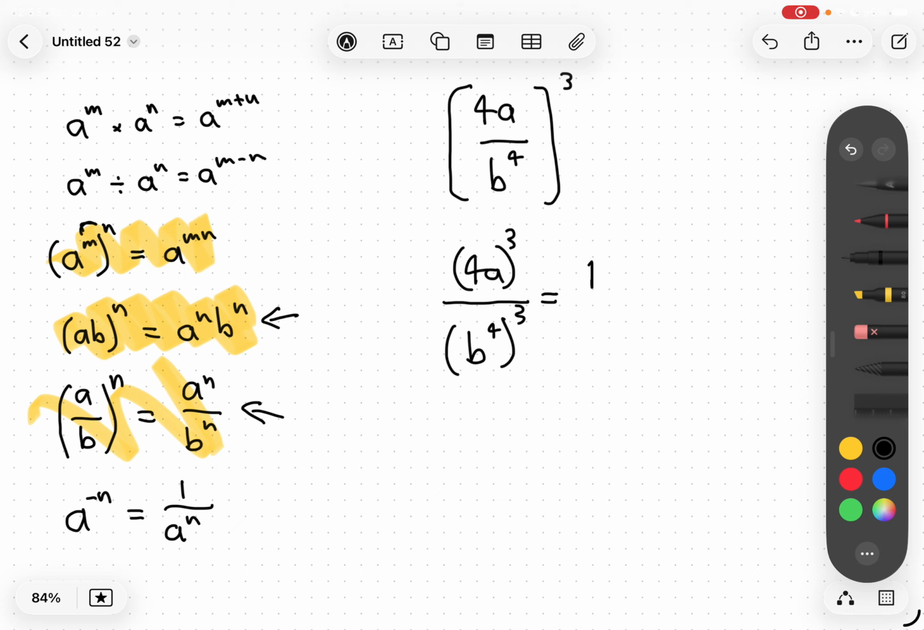So this will be 4 to the 3 times a to the 3 divided by b to the 4 times 3, which is equal to... so 4 to the 3, let's put that into our calculator. So it's going to be 64a cubed divided by b to the 12. There we go. Not too bad.